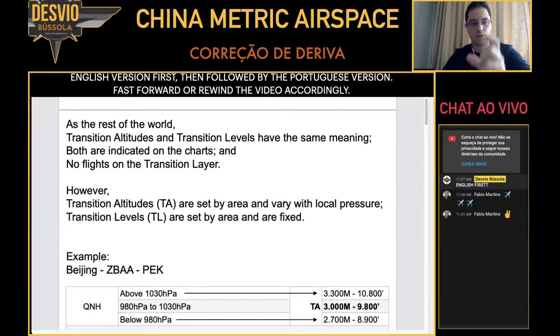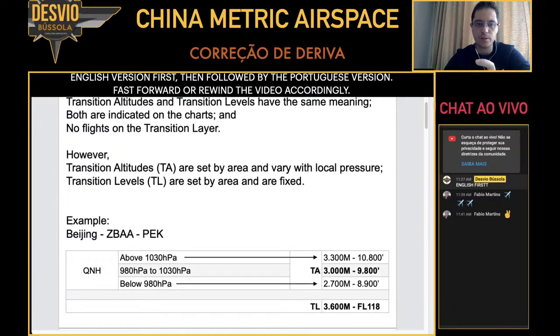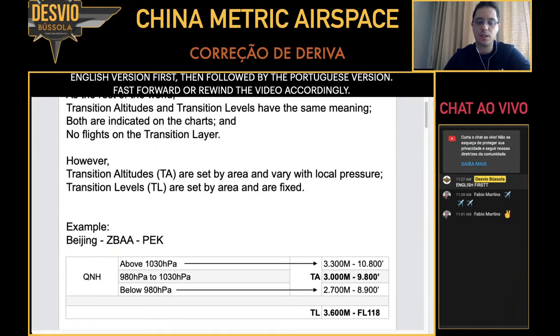You don't fly through the transition layer. However, the main difference is there are a few places in the world where you have a fixed transition altitude and a fixed transition level. There are some places in the world where you have a fixed transition altitude and a variable flight level. But the Chinese are the only ones in the world to have a fixed transition level and a transition altitude that varies with the local pressure.